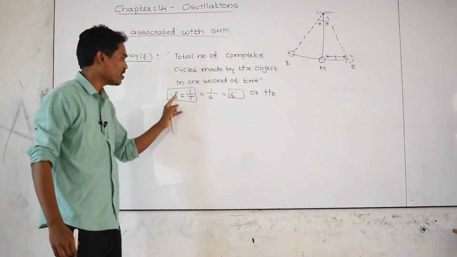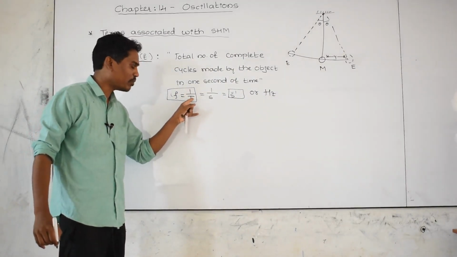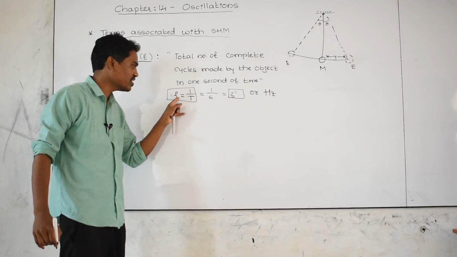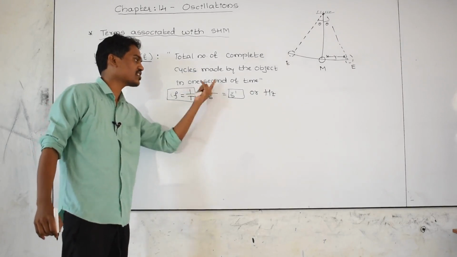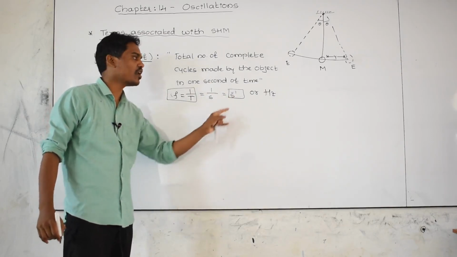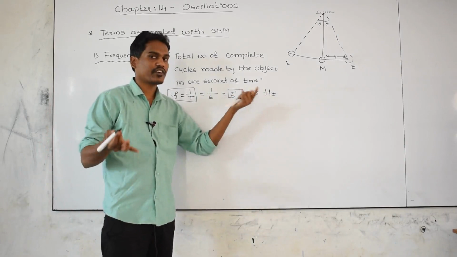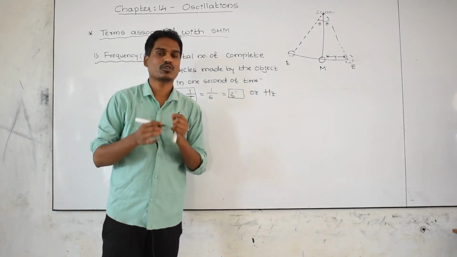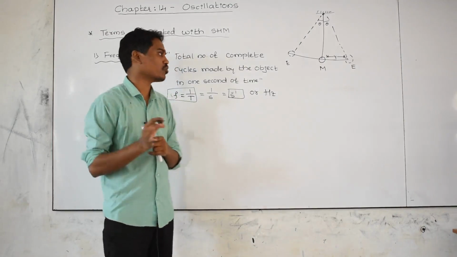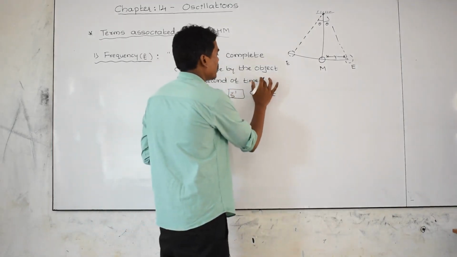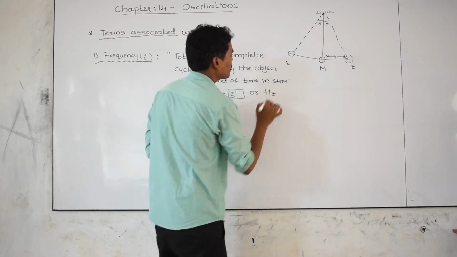Or you can take the frequency formula f equals 1 by T. In just 1 second of time, the number of complete cycles is called frequency. That's why the time unit is second, 1 by s, or take s on the numerator, this is s raised to minus 1, or per second. This is the SI unit of frequency, any one you can use. The total number of cycles made by the object in simple harmonic motion is called frequency.